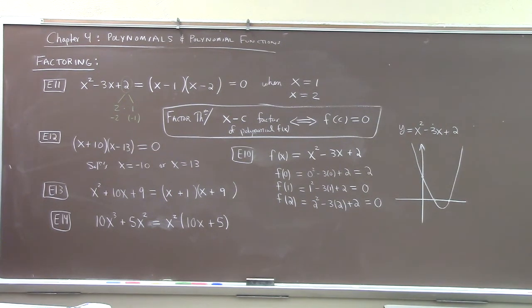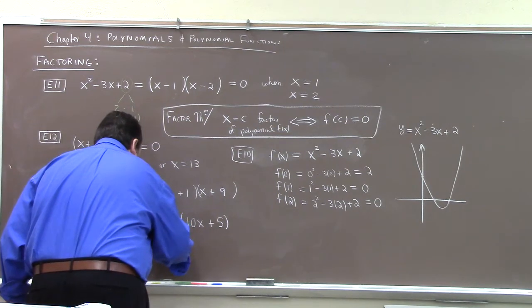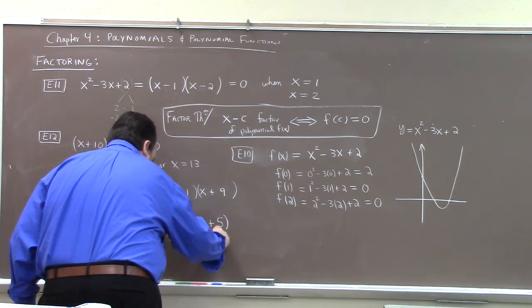I could do what? I could pull out a 5. So this would be what? 5x squared times 2x plus 1. You could do that, right?